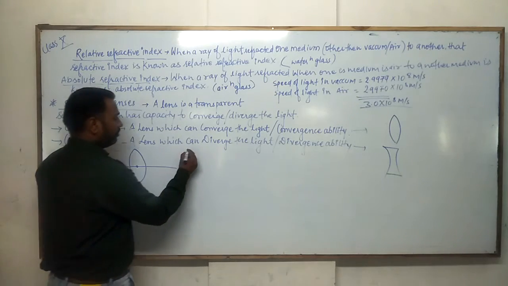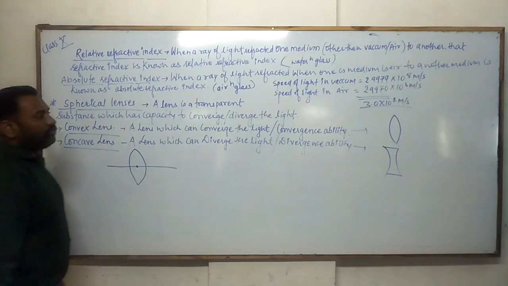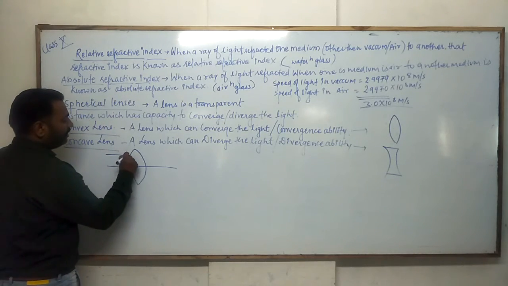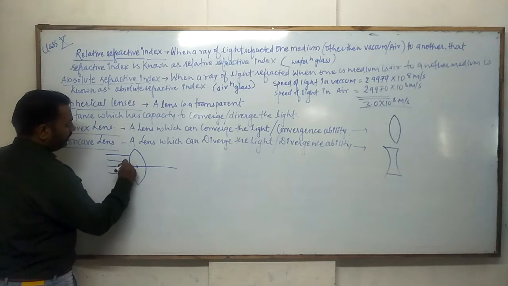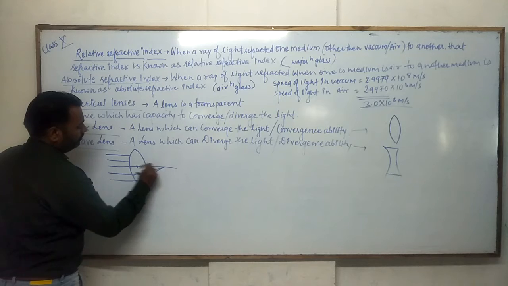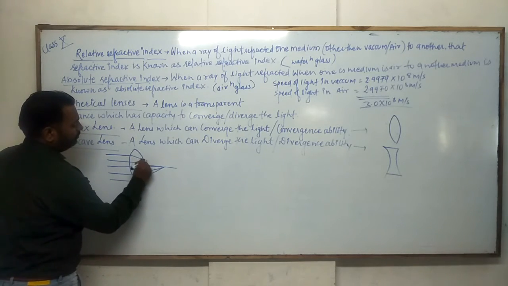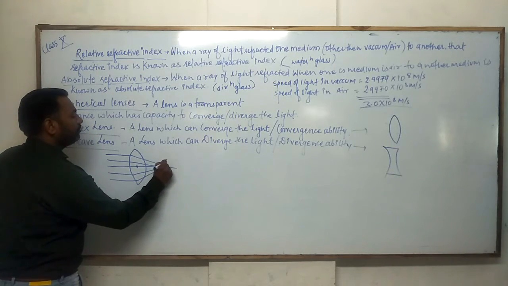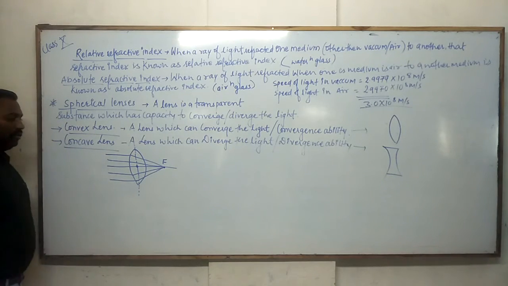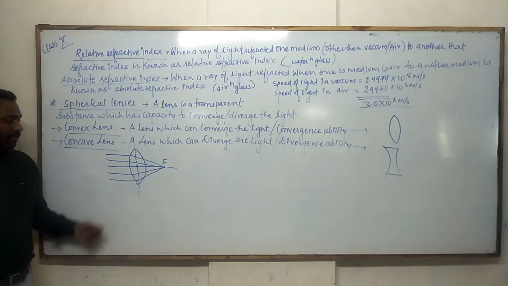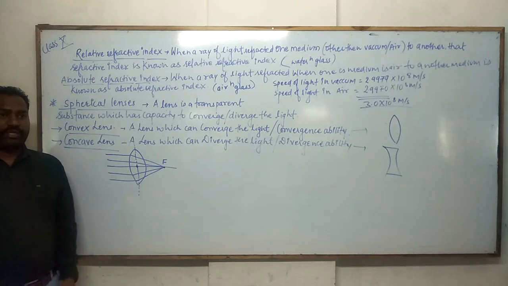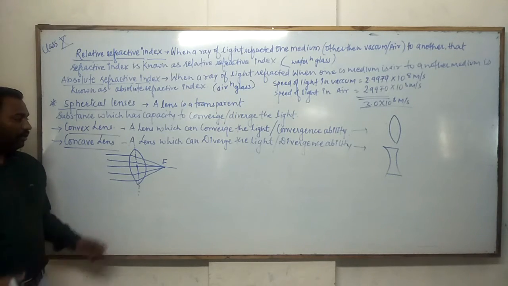Okay, first is convex lens, we already know about that. A lens which can converge the light, it means having the convergence ability, okay. So look at here. You have already seen this type of lens in the magnifying glass. Our palmistry is generally using this type of lens to see some things bigger, okay.